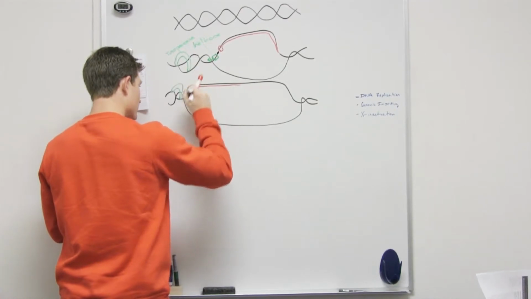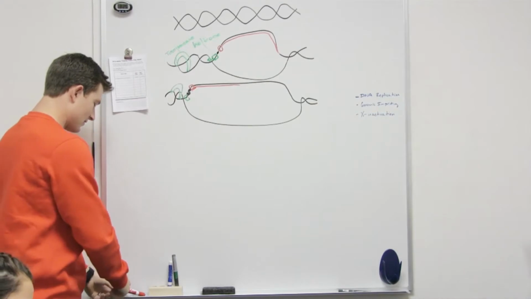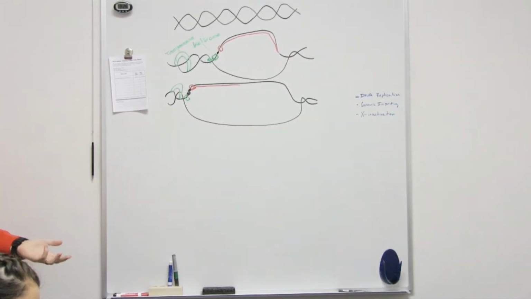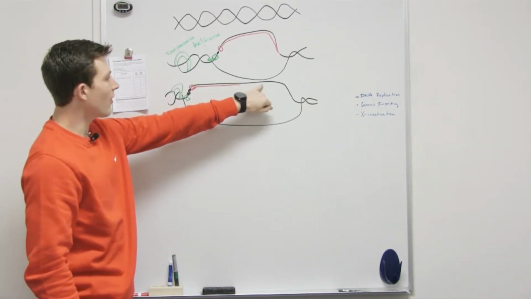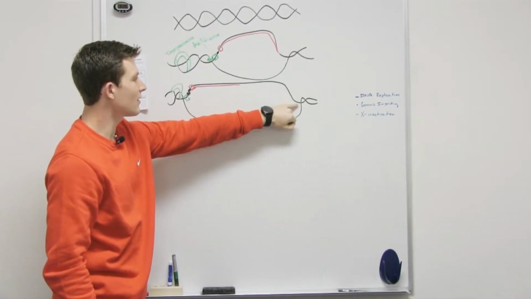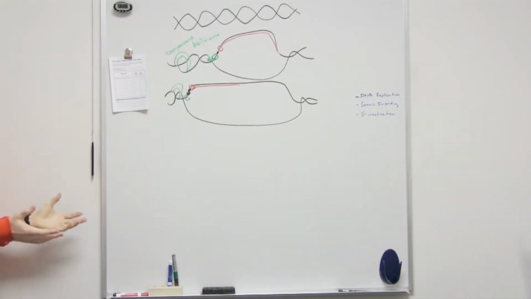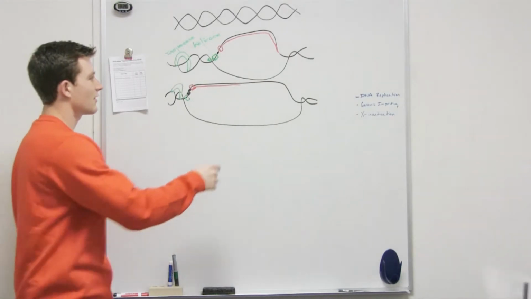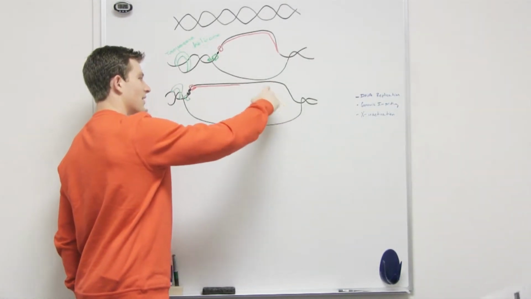Single-stranded binding proteins. I just drew two of them right here so this doesn't collapse back in, and then helicase is just doing nothing. It's like running on a treadmill. So we're right here, but we have all these segments that need to be copied. How do we get this now copied on this side?